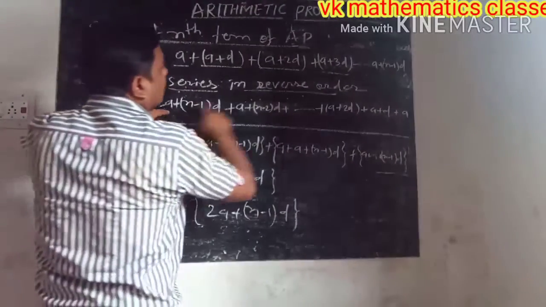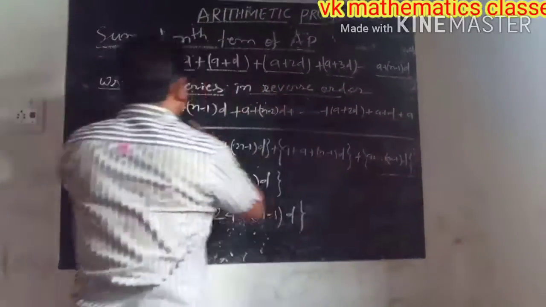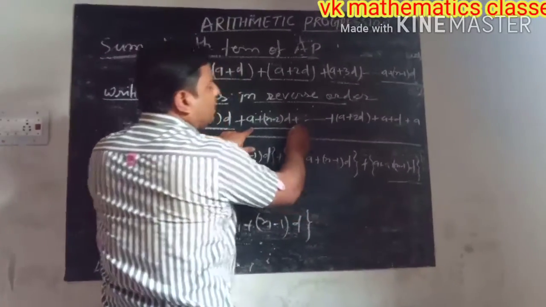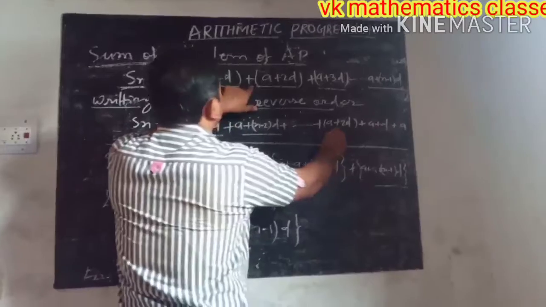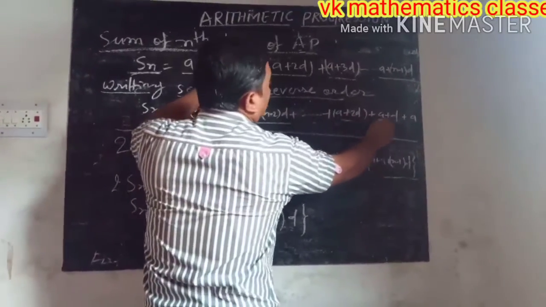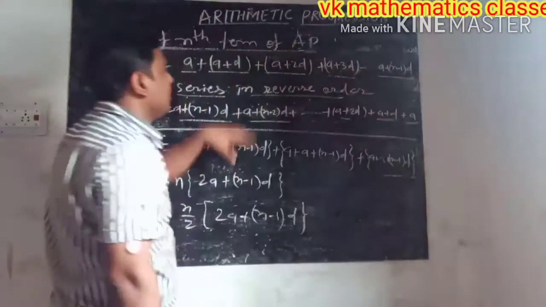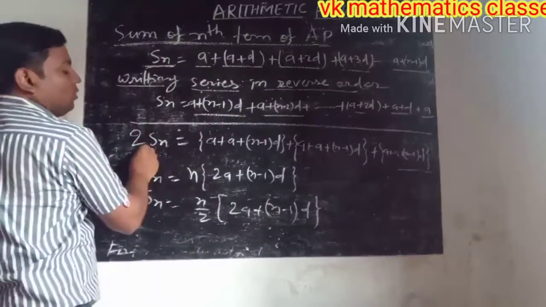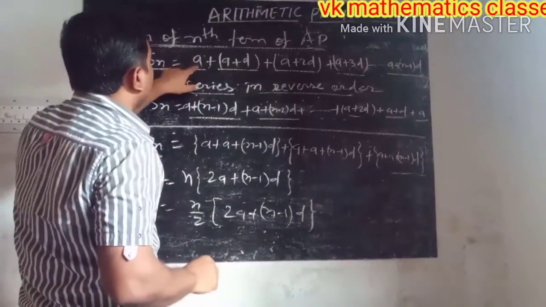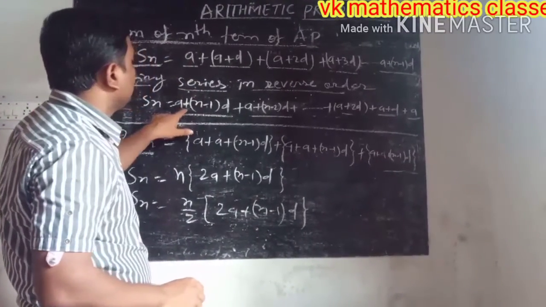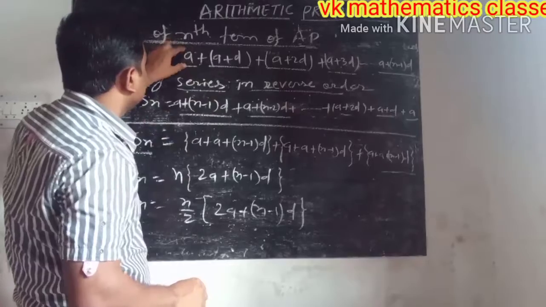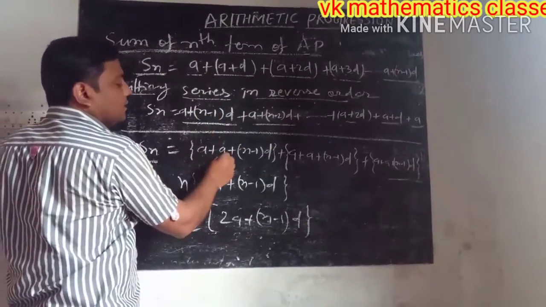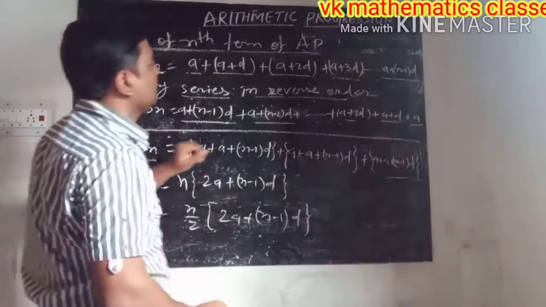Sn is equal to the last term a plus n minus 1 into d, then second last a plus n minus 2 into d, and so on. We write here a plus 2d, a plus d, and a, and add to this series. Sn plus Sn, 2Sn. This is the first term a and the last, the nth term, a plus n minus 1 into d.